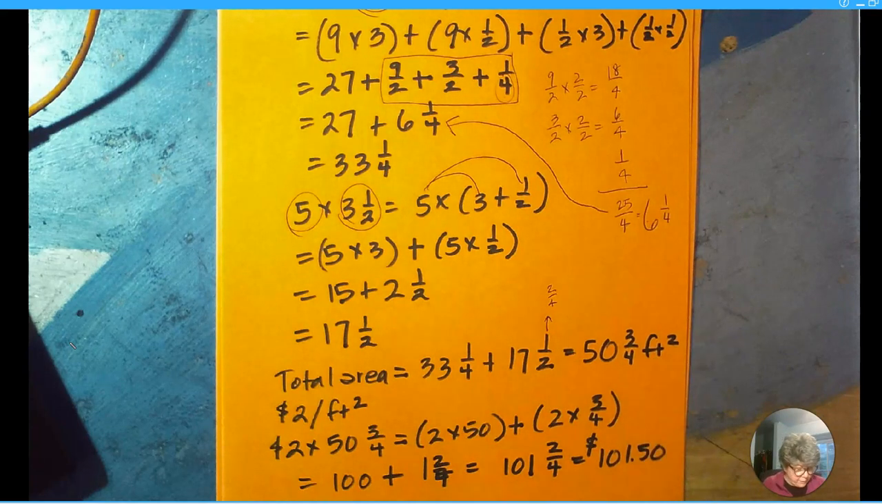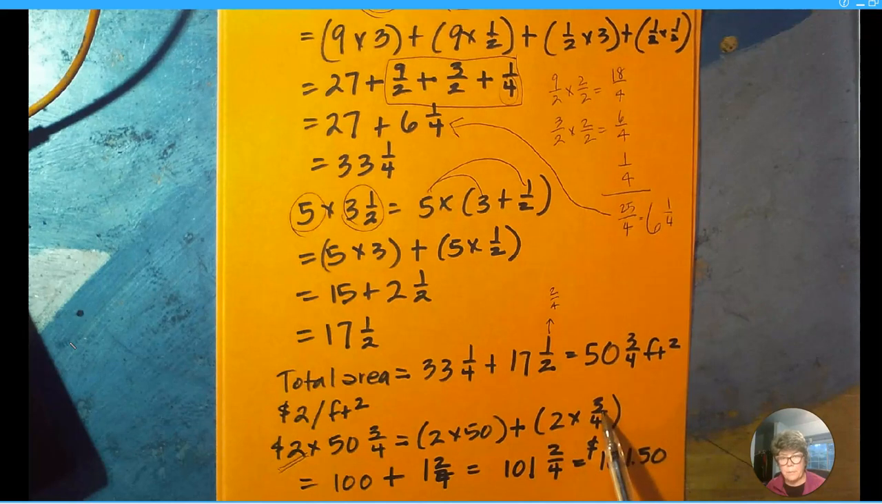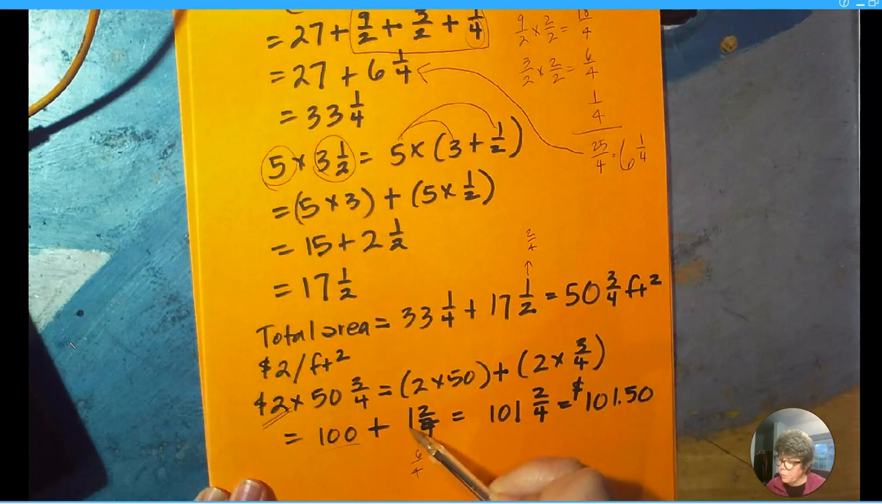If we go back and look at the question, we see that the question says the compost costs $2 per each square foot. How much will it cost to cover the garden with compost? So we have to multiply it by $2, right? 50 and 3/4 times 2. 2 times 50. 2 times 3/4. Break apart and distribute. 2 times 50 is 100. 2 times 3/4 is 6/4, which is equal to 1 and 2/4.